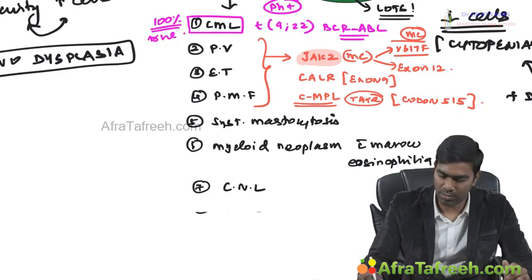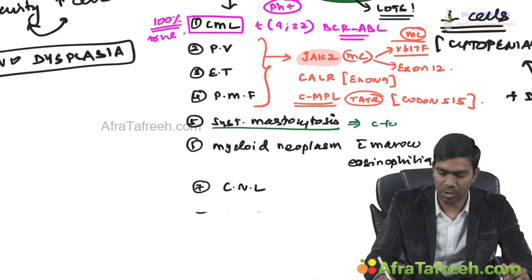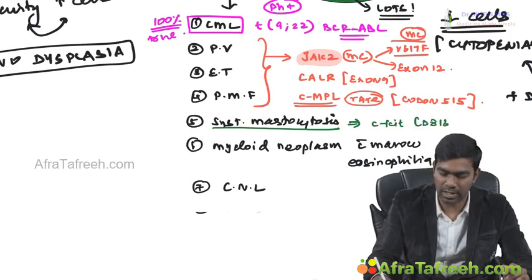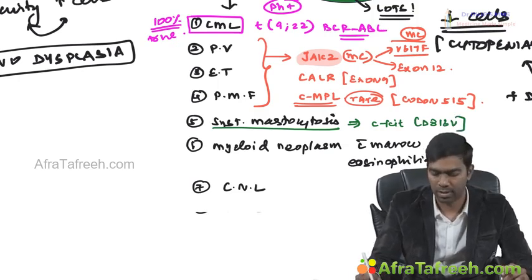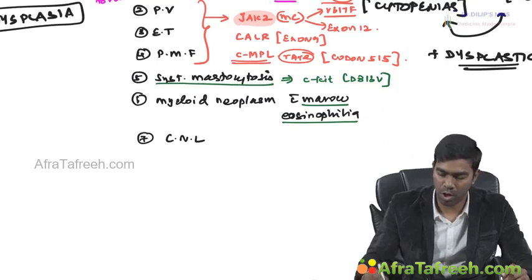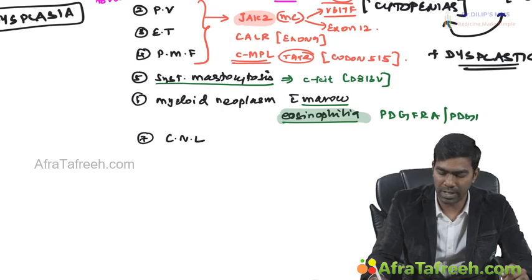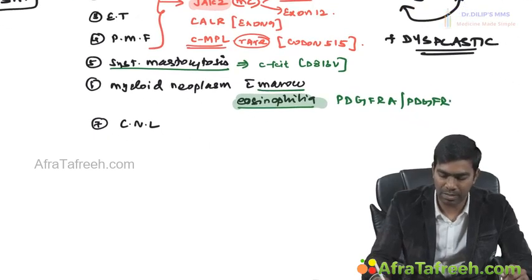So these are the different types of mutations that you are going to encounter. In systemic mastocytosis, we have clearly seen a particular type of mutation called c-KIT mutation, that is typically D816V. So we have seen this mutation already. And about your myeloid neoplasm with marrow eosinophilia, the moment you say eosinophilia, you are going to encounter the PDGF receptor mutation, either a PDGF receptor A or a PDGF receptor B mutation. So it's very, very important.